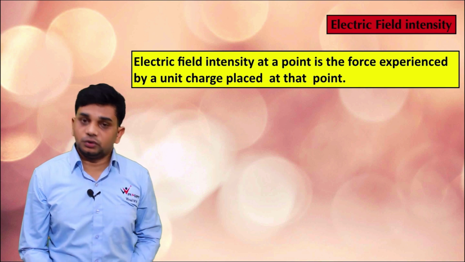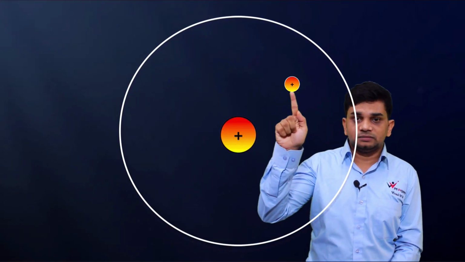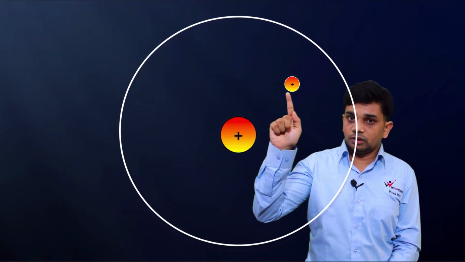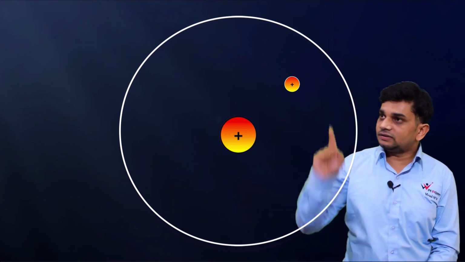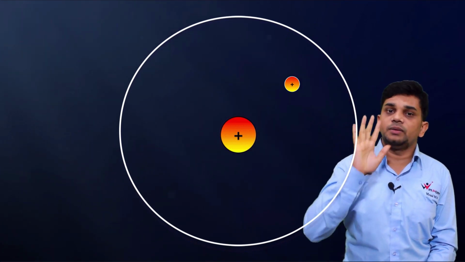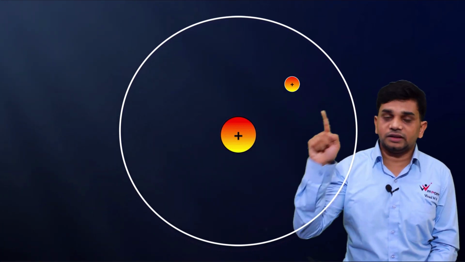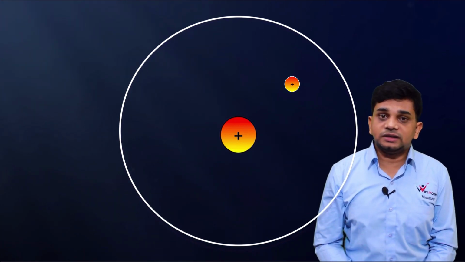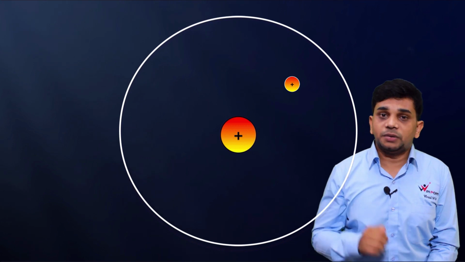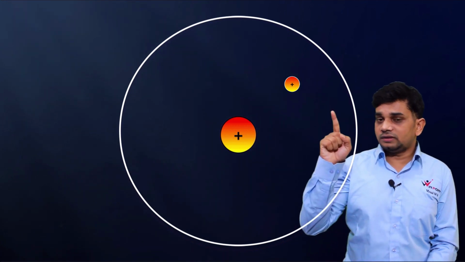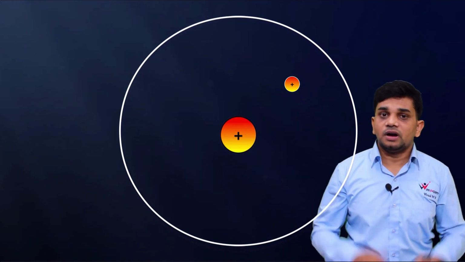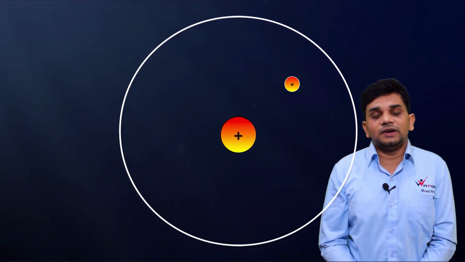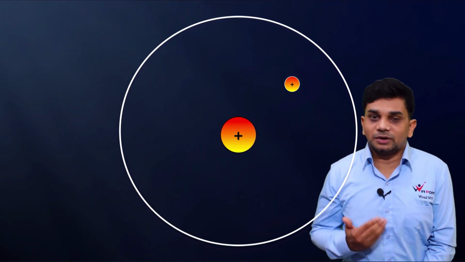Test charge is always positive. We are placing a test charge here. This is a test charge, 1 coulomb, positive charge. This charge is experiencing a force of 5 Newton, which means the electric field intensity is 5 Newton per coulomb. If this charge is experiencing a force of 100 Newton, then the electric field intensity is 100 Newton per coulomb.